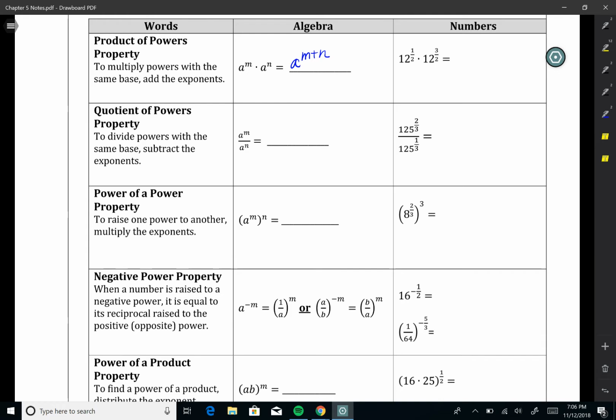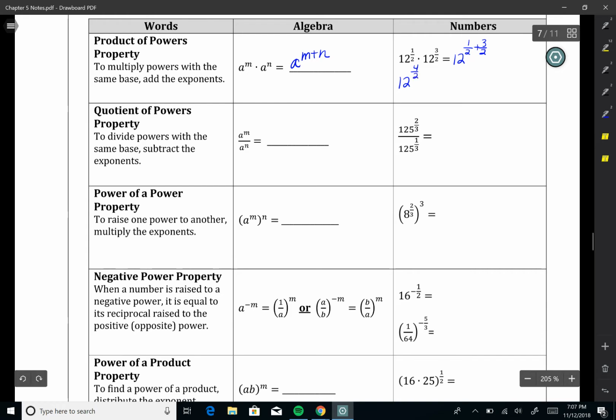We've done these before. So I have 12 to the 1/2 times 12 to the 3/2. I have the same base of 12, which means I just need to add those exponents. So that would be 12 to the 1/2 plus 3/2. Now remember, to add fractions, they just have to have a common denominator. And these do have a common denominator of 2. So I have 1/2, and then I have 3 more halves, which results in 4 halves. So that is 12 to the 4 halves.